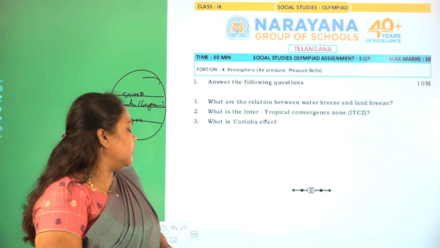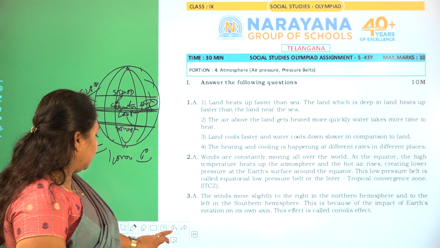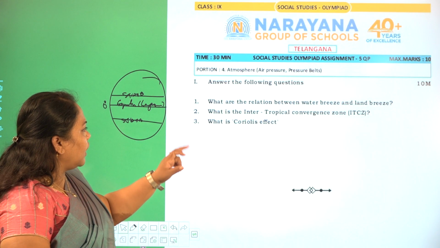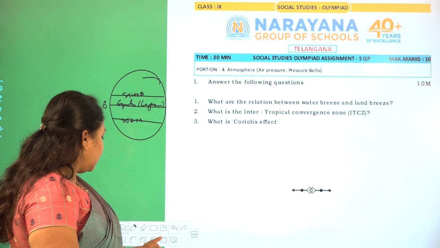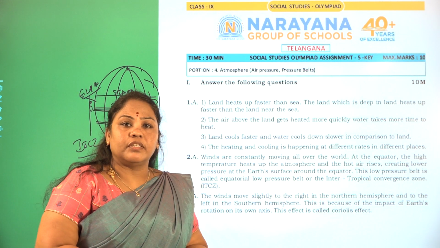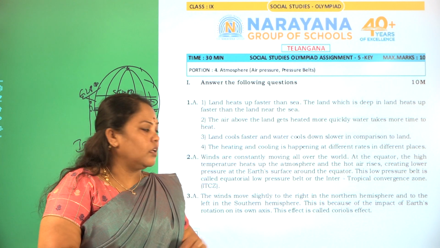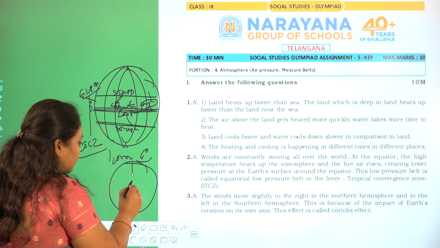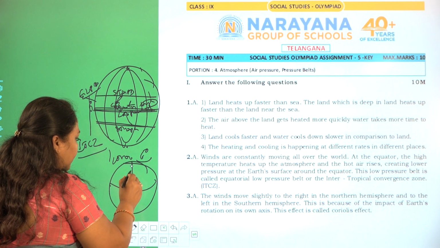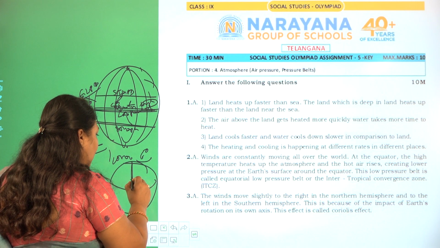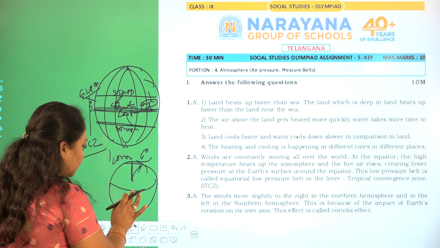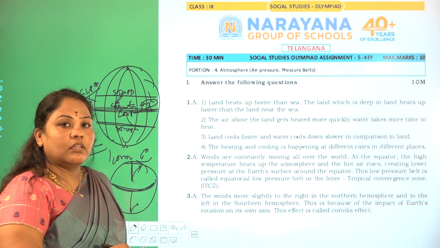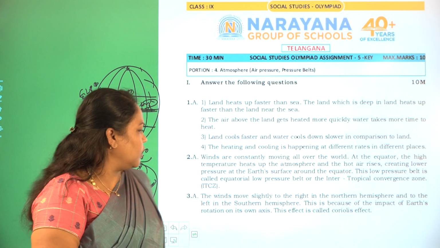Let us move on to the third. Say for example, on a globe, the winds move to the right in the northern hemisphere and to the left in the southern hemisphere. This is called the Coriolis effect.